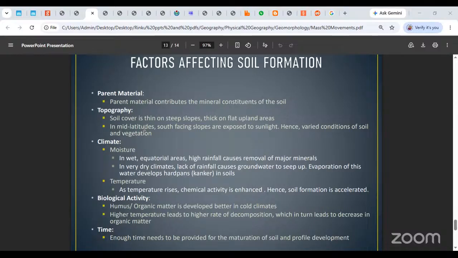And lastly, you have to consider time. You have to give soil a certain number of years to develop. You cannot not give that soil that much time.